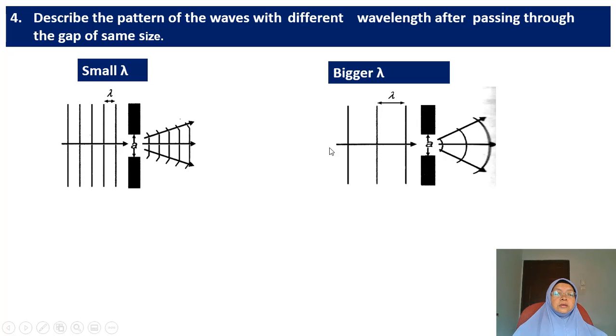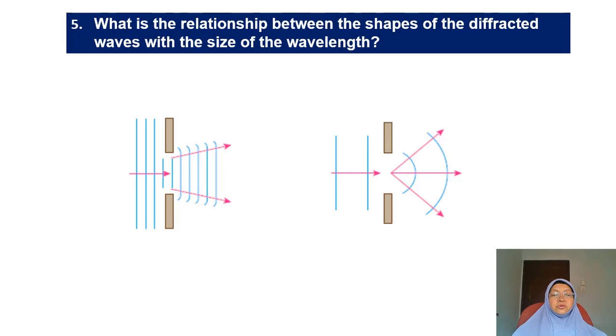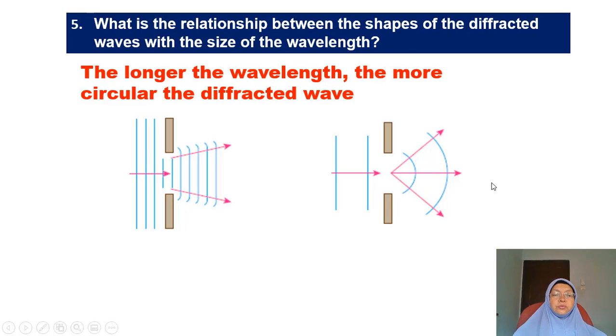Okay. So what we can say here is plane wave bending at the edge. And this is a circular wave. So the first one gives diffraction less obvious, and because this is circular, the diffraction is more obvious. Now look at the relationship. What is the relationship between the shape of the diffracted wave and the size of the wavelength? We conclude that the bigger the wavelength or lambda, the more circular, which means the more obvious the diffracted wave. The longer the wavelength, the more circular the diffracted wave.